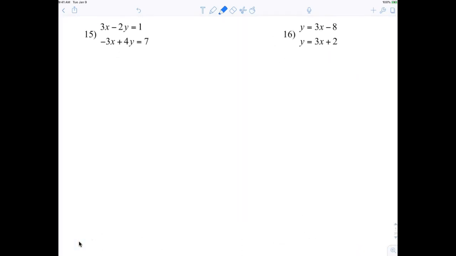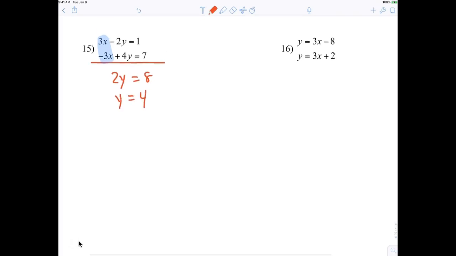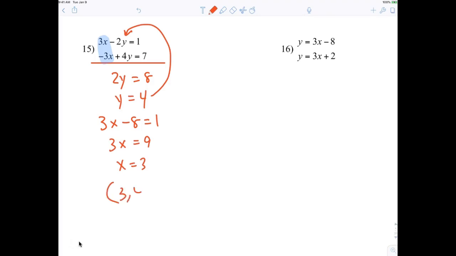Now, we're on 15 now. Everybody take a look at 15. So this problem is a what? The addition problem. All right, we're going to add these. See if you come up with the right answer. So when I add, what happens to the x's? They cancel. So I end up with 2y equals 8. So y equals 4. Now you plug 4 in. Good job. So my answer, come on, 3 comma 4. That's not that hard. Not hard at all.